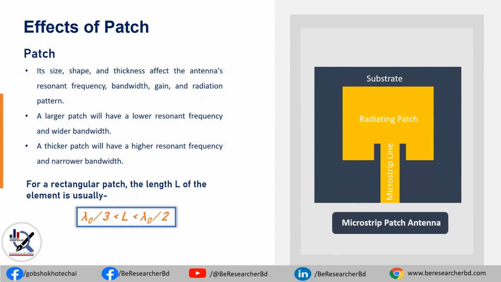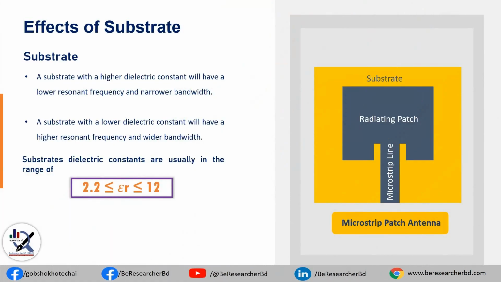First of all, I will discuss how the patch affects the antenna performance. Well, a patch has an immense effect on the overall antenna performance. Its size, shape, and thickness affect the antenna's resonant frequency, bandwidth, gain, and radiation pattern. A larger patch will have a lower resonant frequency and wider bandwidth. A thicker patch will have a higher resonant frequency and narrower bandwidth. To radiate effectively, the length L of the element is usually less than lambda by 2 and greater than lambda by 3. Now, let's talk about the substrate's effect on antenna performance.